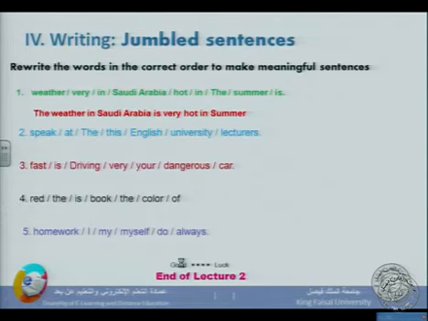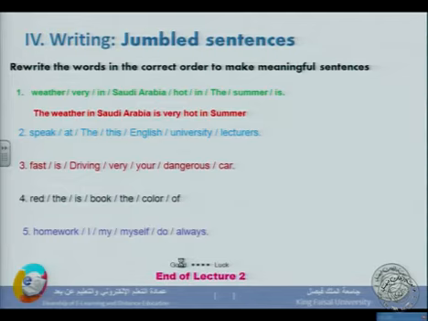Okay, for the last section we have writing. We got something called jumbled sentences. Okay, rewrite the words in the correct order to make meaningful sentences. Jumbled sentences اللي هي الكلمات المبعثرة. يعني بيكون مش grammatical. Okay, you have to rewrite them. إعادة كتابتهم in a correct way to make a meaningful sentence. For example, weather vary in Saudi Arabia, hot in the summer is.